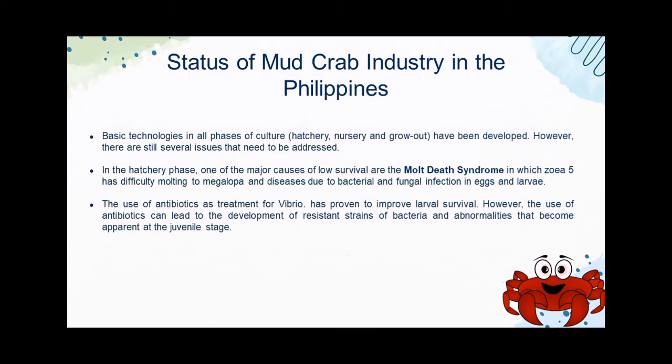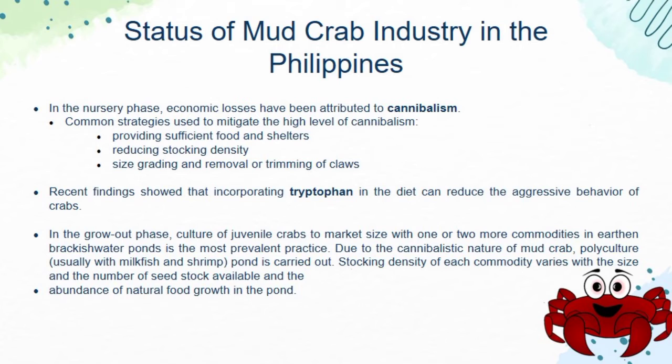The use of antibiotics as treatment for Vibrio has proven to improve larval survival. However, the use of antibiotics can lead to the development of resistant strains of bacteria and abnormalities that become apparent at the juvenile stage. In the nursery phase, economic losses have been attributed to cannibalism. Common strategies used to mitigate the high level of cannibalism are, first, providing sufficient food and shelters, reducing stocking density, and size grading and removal or trimming of claws. Recent findings show that incorporating tryptophan in the diet can reduce the aggressive behavior of crabs.